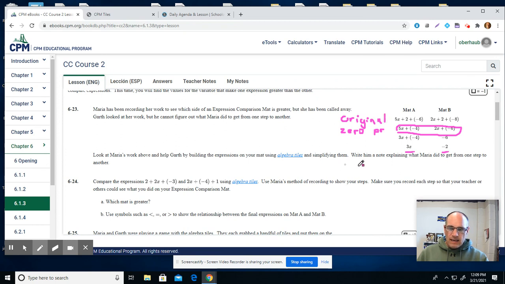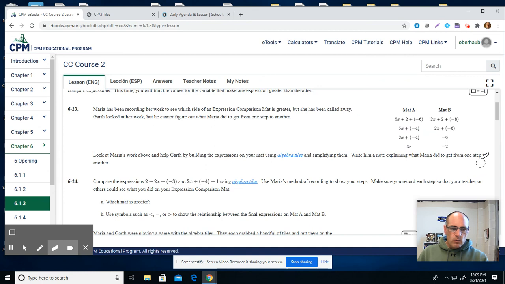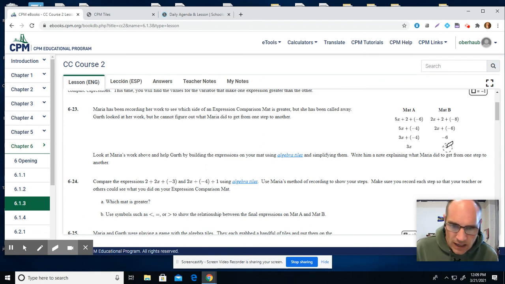So hopefully that explains. And just so you know, this is kind of where we're heading, is instead of using our mat, starting to write our math more like this. And we'll do a lot more talking and explaining about this in the near future.